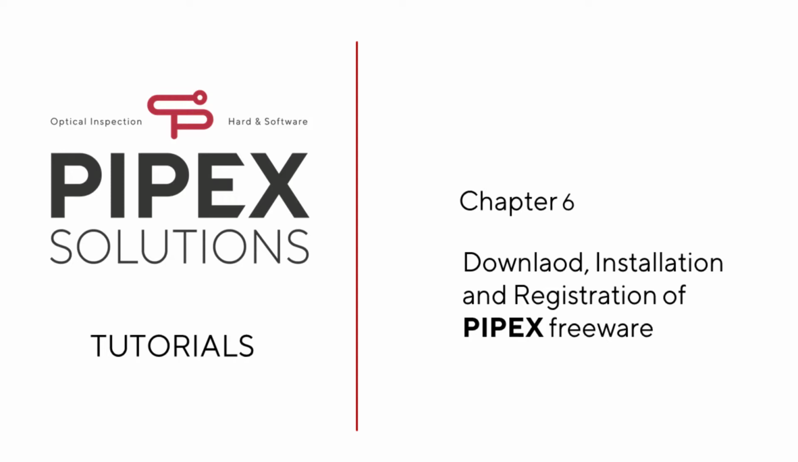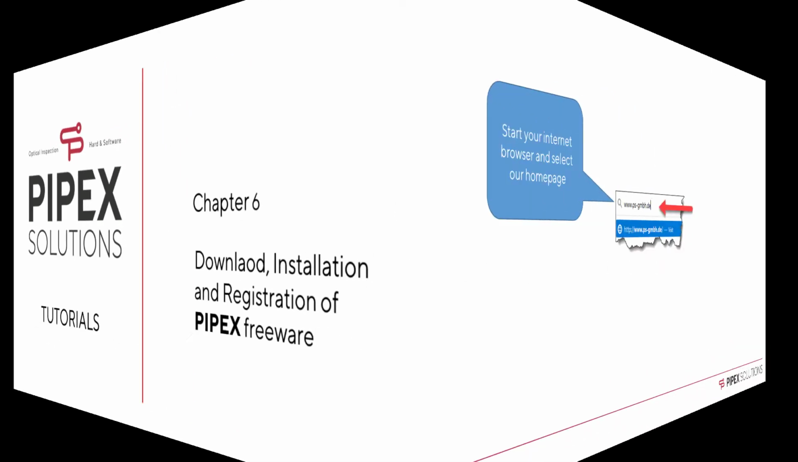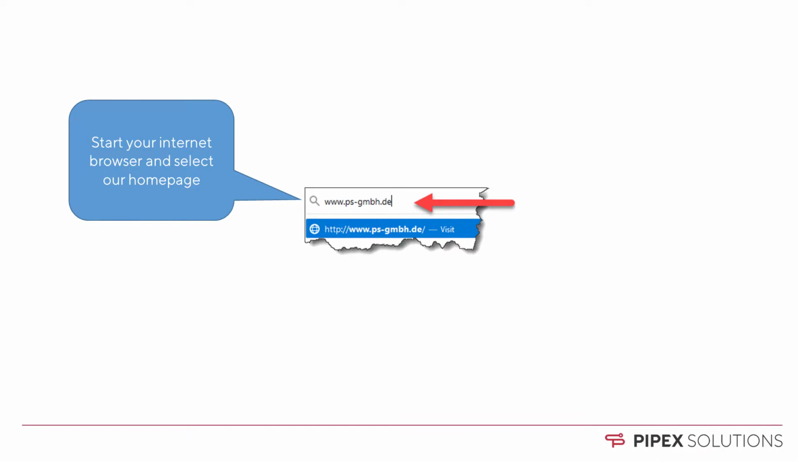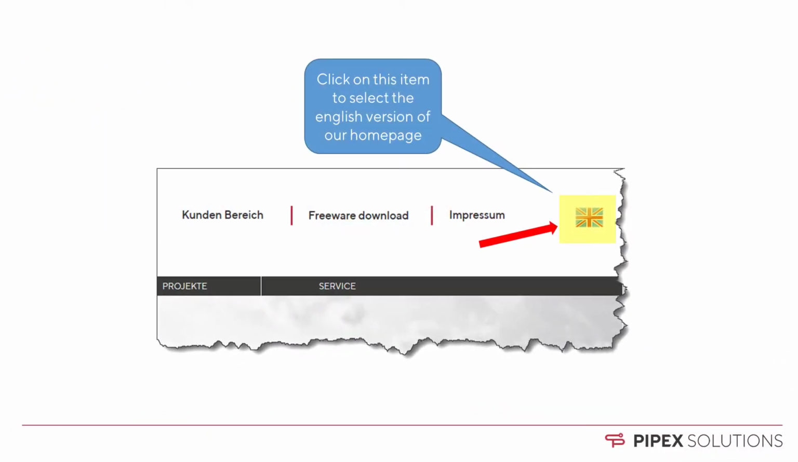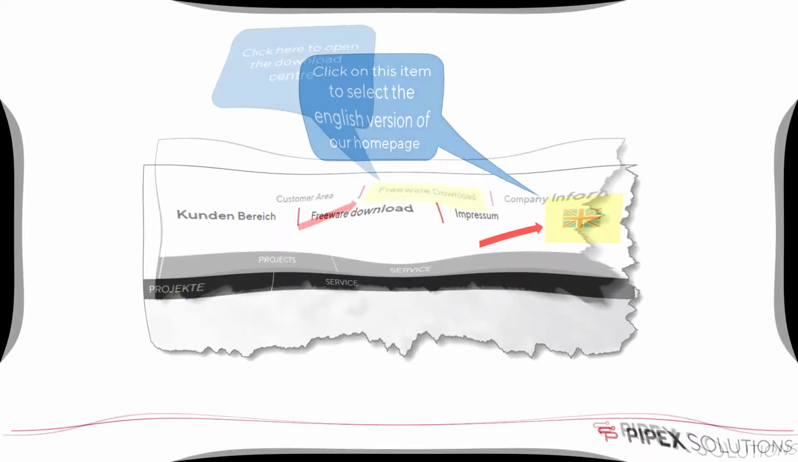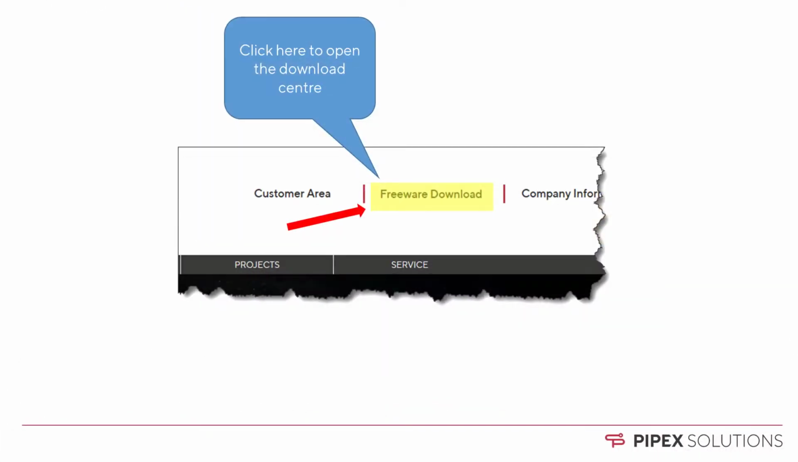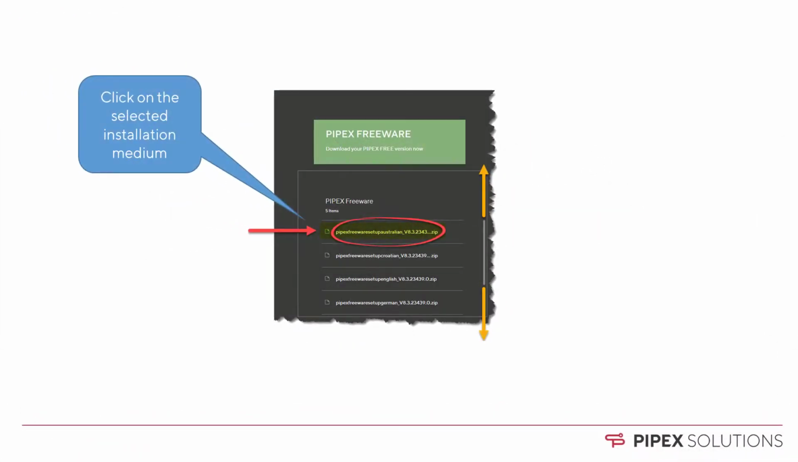In this video I will show you how you can download, install and register PIPEXfreeware on your PC. For downloading the installation medium file, start the internet browser and choose our homepage. Click on the language select item to display the English version. Click on Freeware Download to open the Download Center. Select an entry from the file list and click on it to start the download procedure.